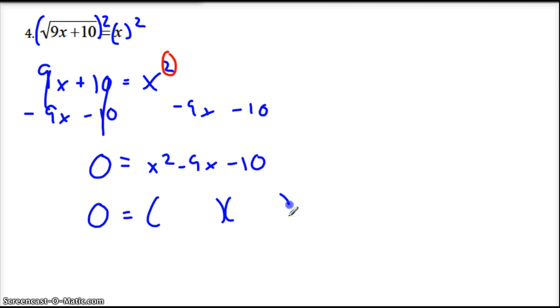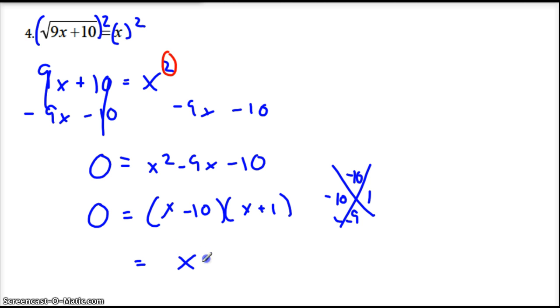So when I factor this, let's see, two numbers that multiply to negative 10 and add up to negative 9. Whoa! Obviously, that's negative 10 and 1. So it's x minus 10 and x plus 1. Giving me a final answer of x is equal to 10 is one answer, and x is equal to negative 1. Those are our two answers. For now, we got to check them though.